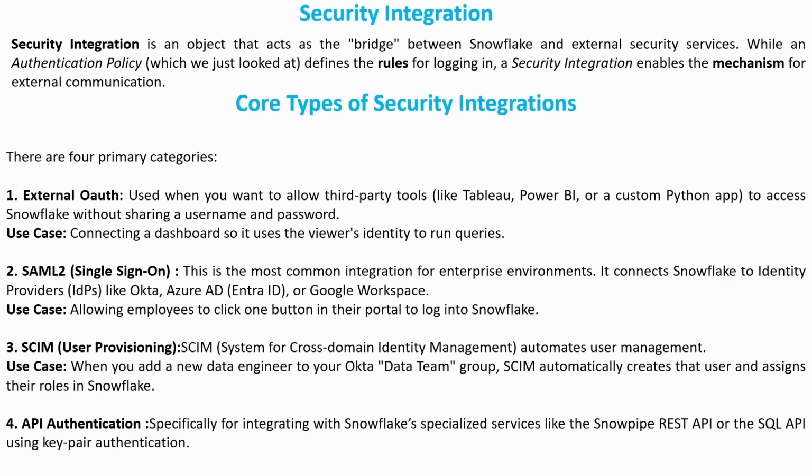And fourth one is API authentication. It is specifically built for the Snowpipe REST API or SQL API using key pair authentication. These four types you should definitely learn: external OAuth, SAML 2, SCIM, and API authentication.